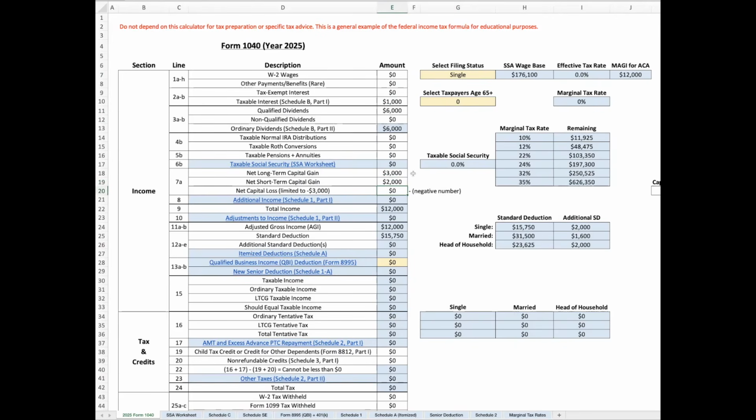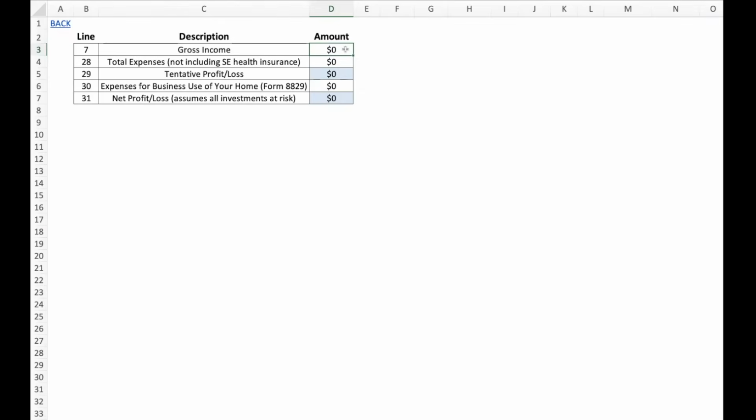And since she's self-employed as a sole proprietor, let's jump over to Schedule C. We enter her gross sales of $120,000 and business expenses of $20,000, resulting in a net profit of $100,000. With net profit from self-employment, she'll also have to pay self-employment tax, so let's go to Schedule SE.